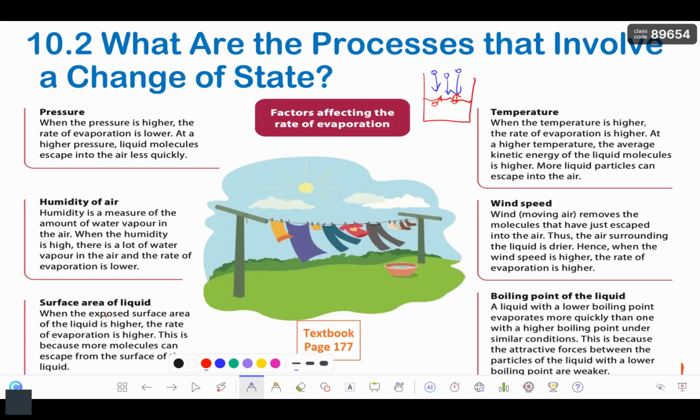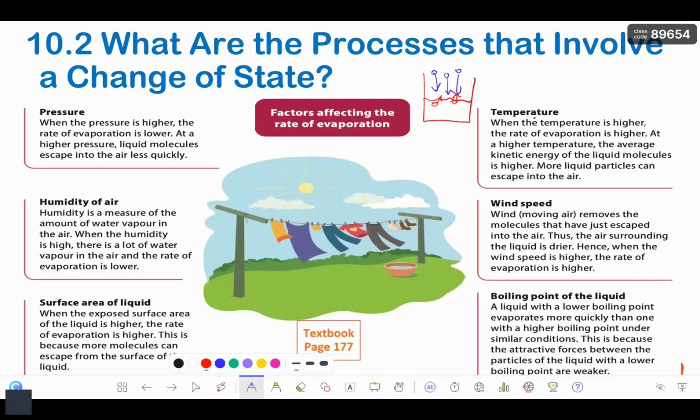Okay, next one, surface area. You should know that if I have a larger exposed surface area, more molecules will be able to escape because molecules can only escape from the surface of the liquid. So if I have a very small surface, then only a small amount of water molecules can escape. But if I have a large surface area, more molecules will be at the surface, more molecules can escape. So you increase the rate of evaporation.